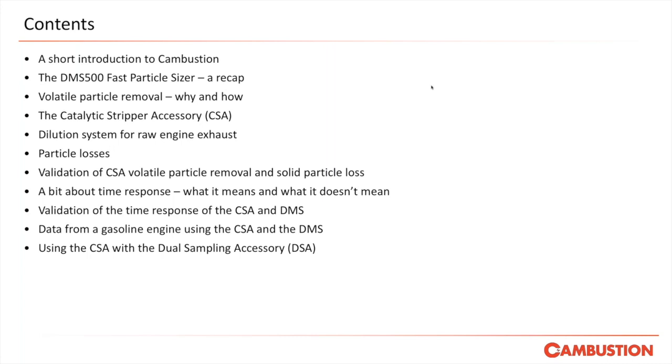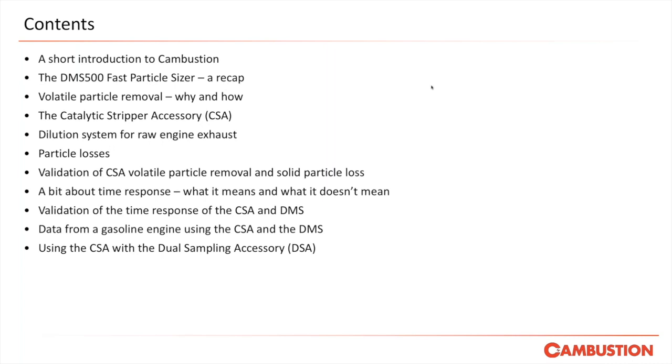I'm then going to talk about volatile particle removal and why we wish to remove the volatile particles. I'll then introduce the catalytic stripper accessory and talk about how it integrates with the existing DMS dilution system. I'll then discuss the inevitable but minimal particle losses in the system. I will then go on to describe how we've measured the efficiency at removing particles of the catalytic stripper and its solid particle loss characterization. I will talk about time response of the system, why it's important, and what it means, and how we validated the time response of the CSA and DMS system.